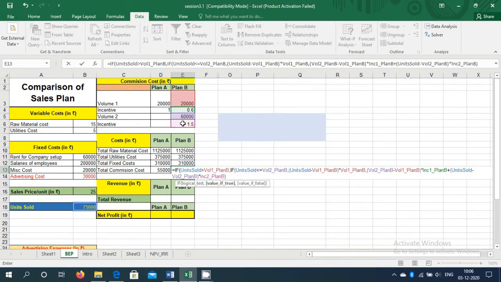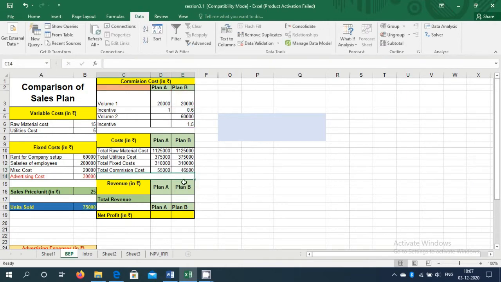If this one is not applicable, that is if it is more than 20,000, the inside if clause would be used. If it is more than 60,000, at that point the first if clause would be used. Else it would be 0. So I'll close the bracket and press enter. So it is coming 46,500. I'll explain this one over here.